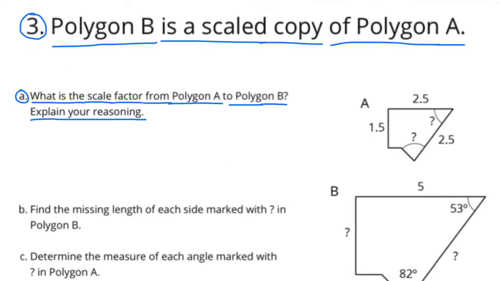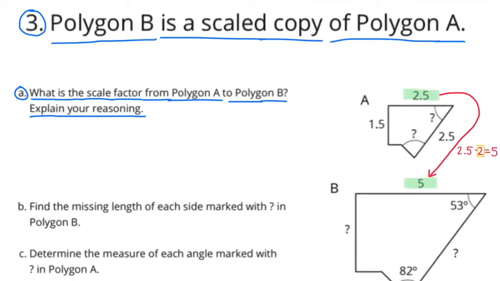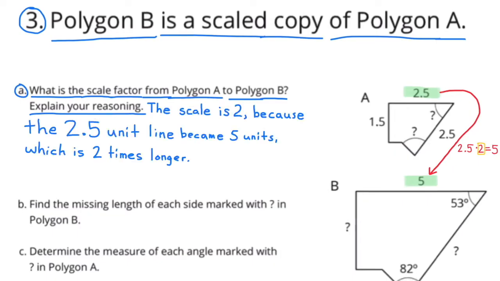Number 3. Polygon B is a scaled copy of polygon A. A. What is the scale factor from polygon A to polygon B? Explain your reasoning. Well, the side length of 2 5/10 from polygon A increased to a side length of 5 on polygon B, and that increased by a factor of 2, because 2 5/10 times 2 equals 5. The scale is 2 because the 2 5/10 unit line became 5 units, which is 2 times longer.